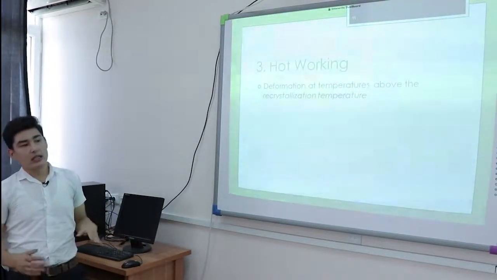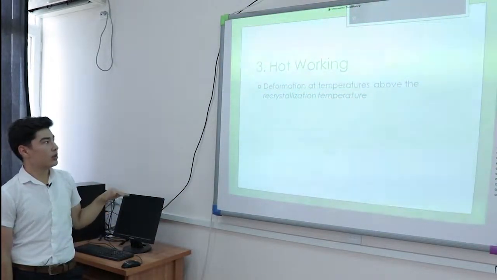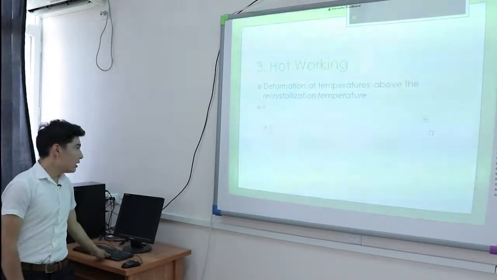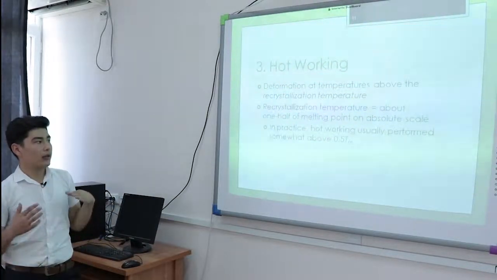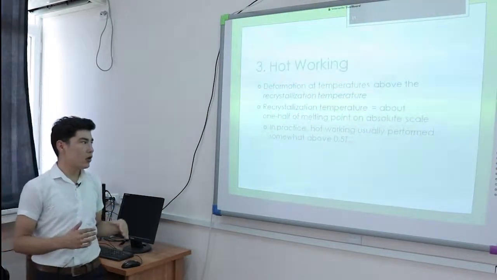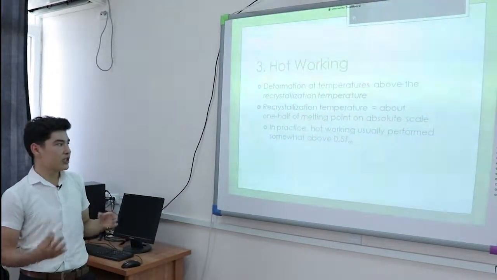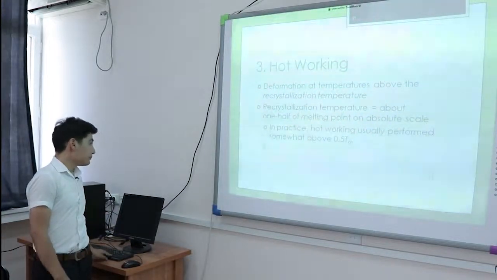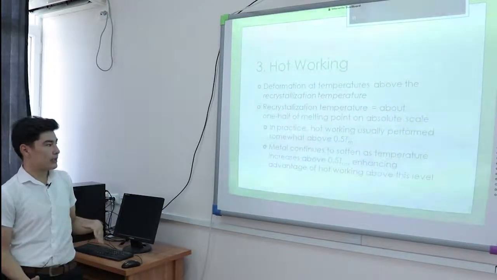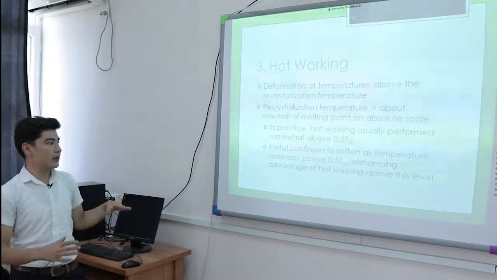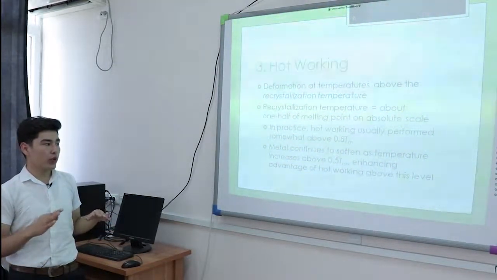Hot working, this is the last one for the temperatures. Hot working is deformation at a temperature above the recrystallization temperature. Recrystallization temperature is about 1/2 of melting point on the absolute scale. In practice, hot working is usually performed somewhat above 0.5 Tm. In the hot working process, metal continues to soften as the temperature increases above 0.5 Tm, enhancing the advantage of hot working above this level.